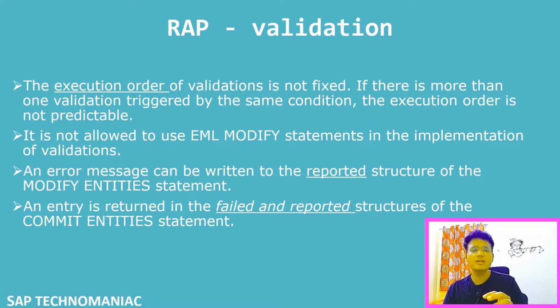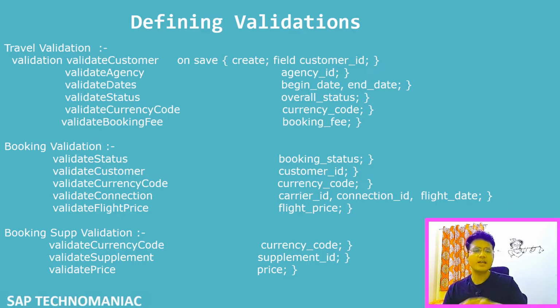And two important things: if something goes wrong and you have an error, you have to report it in the reported structure we have in the interface of that particular method. And if you are committing some change and during commit you are doing some validation, then you have to fill both the failed and reported structures. That we will fill when we write our code. So these are the validations we have to do.